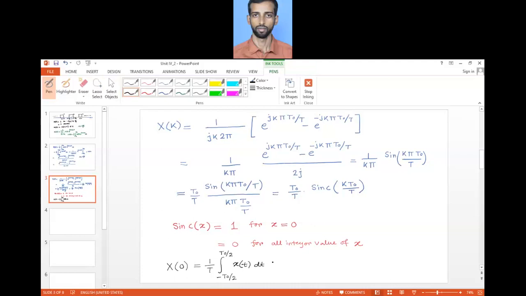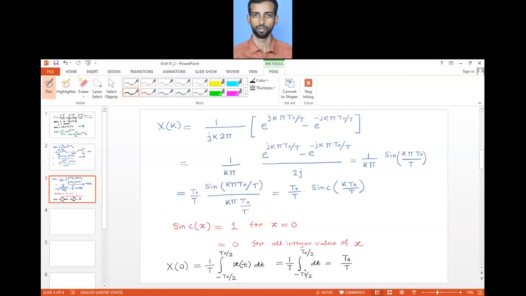The expression was x of k is equal to 1 by T integration from minus t naught by 2 to plus t naught by 2 x of t e to the power minus jk omega naught t dt. Just simply put k equal to 0, the e to the power term vanishes. What we have is only x of t dt, and from minus t naught by 2 to plus t naught by 2 the value is equal to unity. So ultimately this is 1 by T integration from minus t naught by 2 to plus t naught by 2 dt. So t naught by 2 minus minus t naught by 2 will give us t naught. So t naught by T.